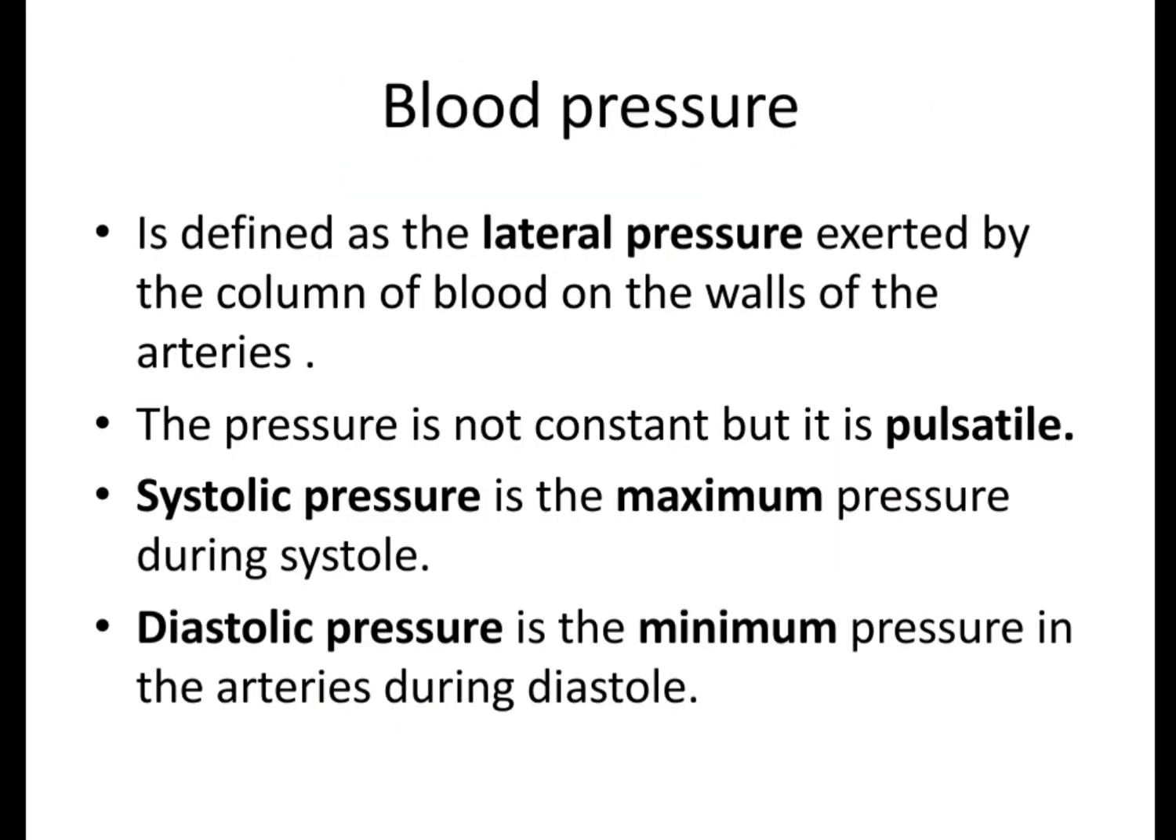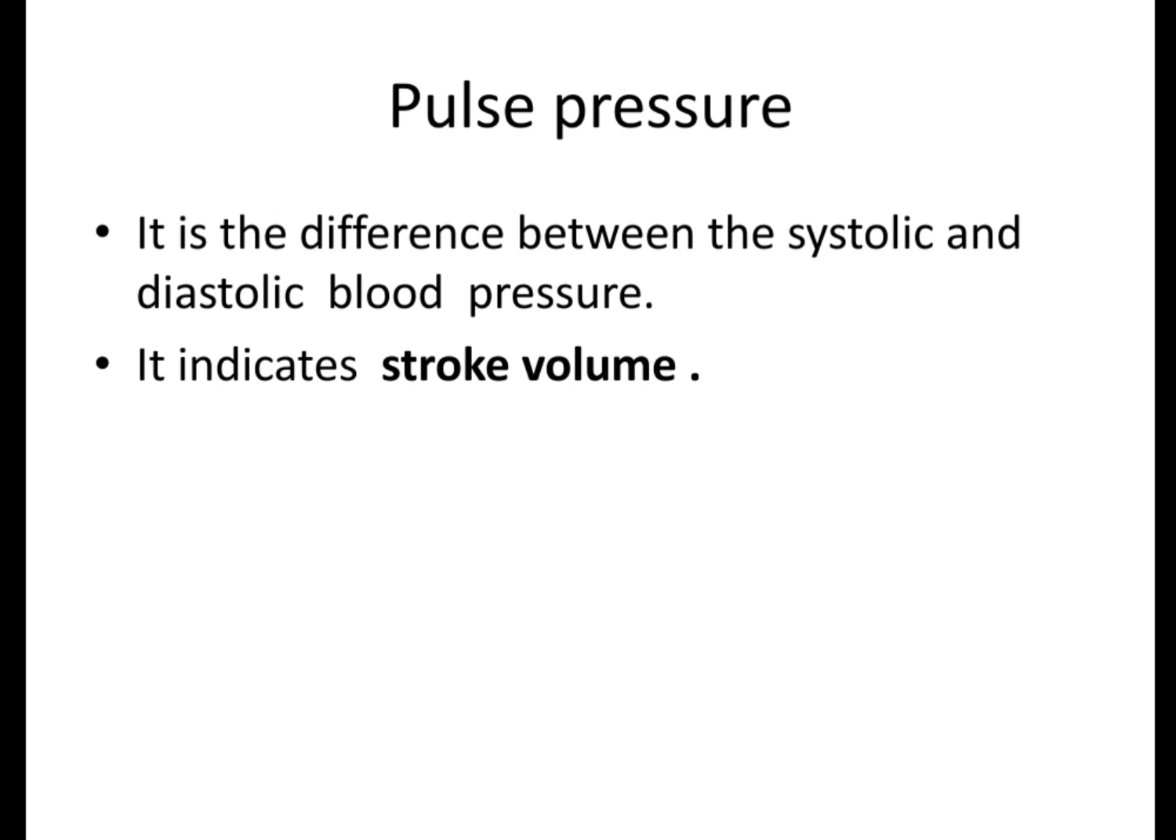It is defined as the lateral pressure exerted by the column of blood on the walls of the arteries. The pressure is not constant, but it is pulsatile. Systolic pressure is the maximum pressure during systole. Diastolic pressure is the minimum pressure in the arteries during diastole. Pulse pressure is the difference between the systolic and diastolic blood pressure.